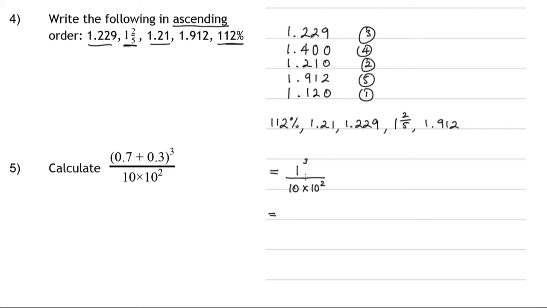Now, 1 cubed is simply 1. And 10 times 10 squared can be written as 10 cubed. Now 10 cubed is 1000, so there's our answer. It's simply 1 over 1000.